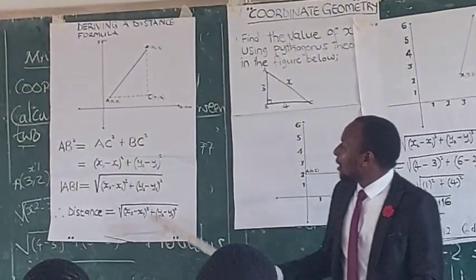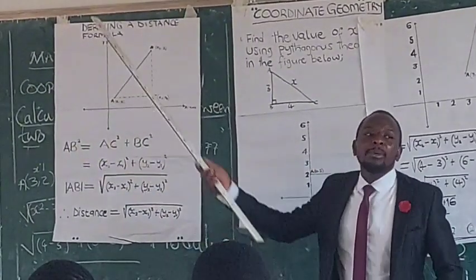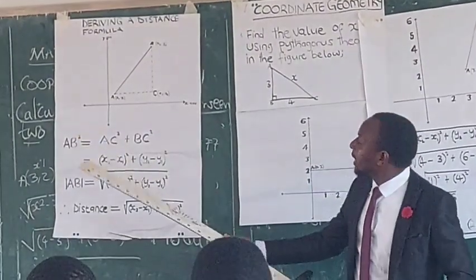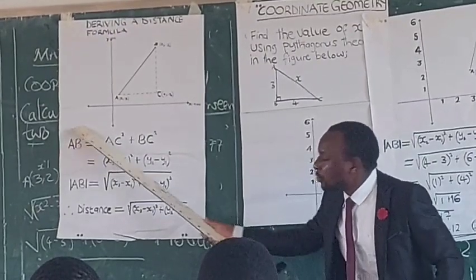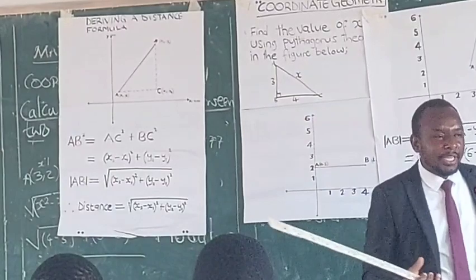Then, because we want to get AB, not AB squared, we are going to get rid of this power 2, the square. How are we going to get rid of it?